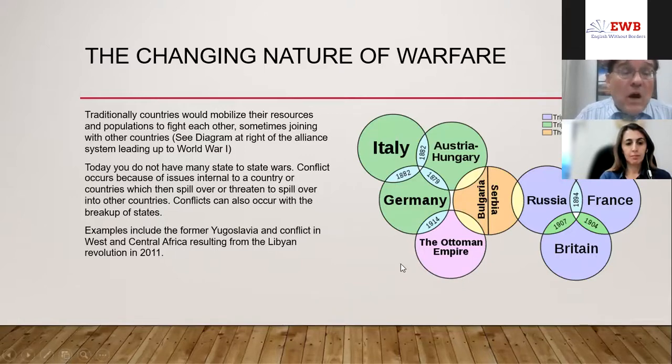Likewise, you can have conflicts because of revolutions and internal conflicts within the country. The most recent example of that is Libya in 2010, 2011. And that has reverberations, not just in Libya, but throughout West and Central Africa as well.